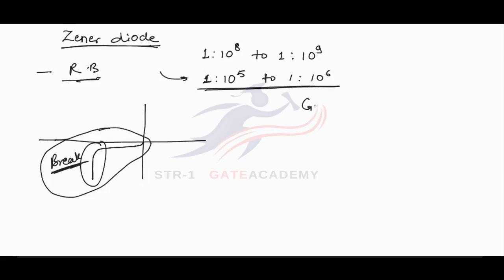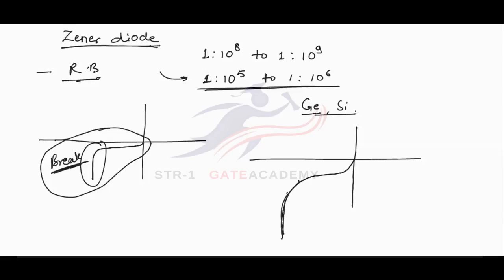Two materials are there which can be used, germanium or silicon. If we are using germanium, then we will obtain this characteristics, this type of characteristics when it is operated in reverse bias. This is breakdown region. This is from here. This is breakdown region. And if we use silicon diode, silicon material, then the characteristics are like this.